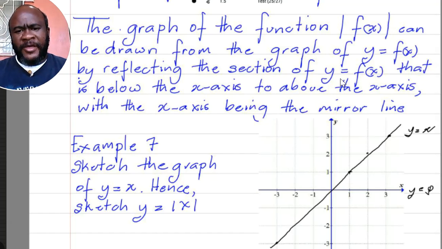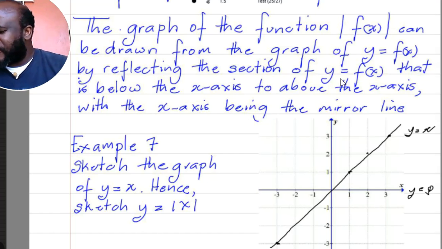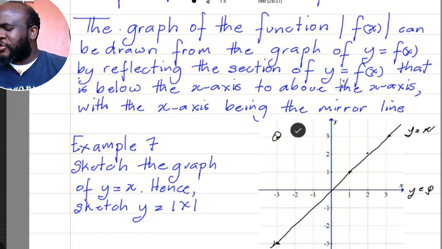Now, whenever you reflect a point in the x-axis, the x-coordinate remains the same, but the sign of the y-coordinate changes. So the point down here, which is minus 3, minus 3, will become the point minus 3, positive 3. So this point here reflected is going to go up here, which is minus 3, 3.